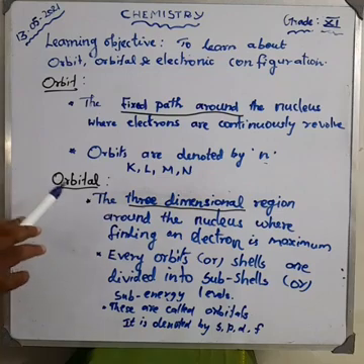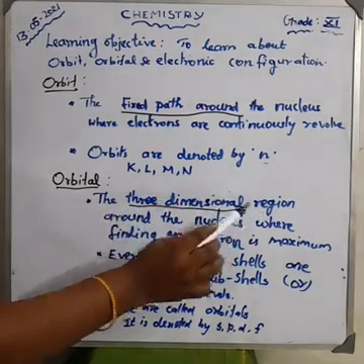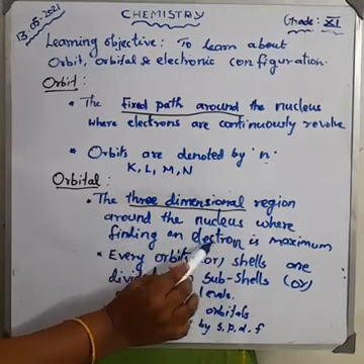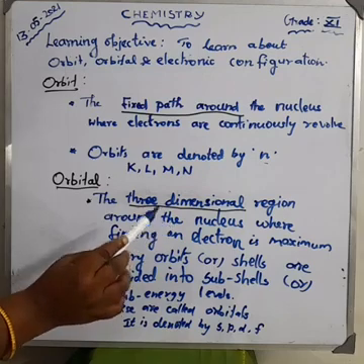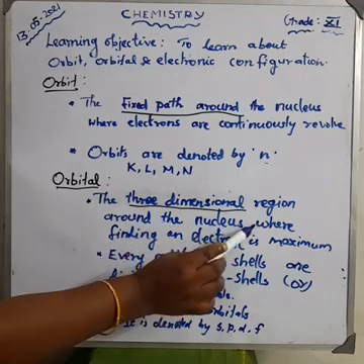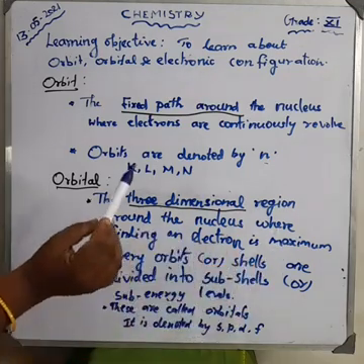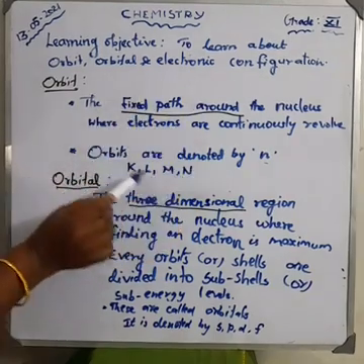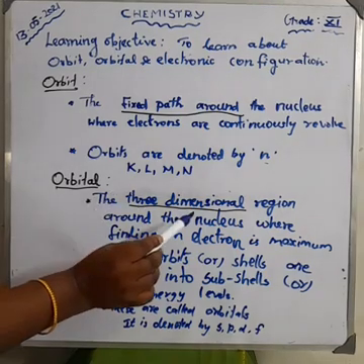And then orbital. What do you mean by orbital? The three-dimensional region around the nucleus where finding an electron is maximum. So orbit means a fixed circular path, but orbital means the three-dimensional region.